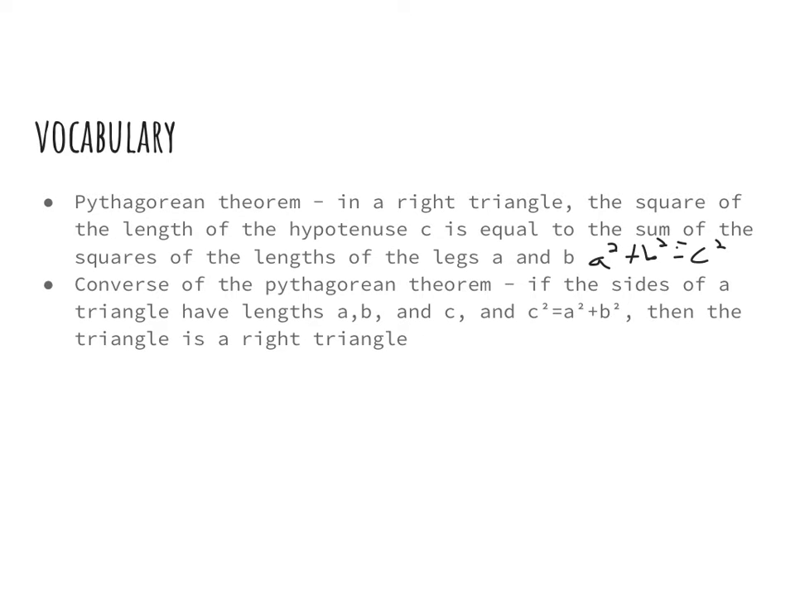In the Pythagorean theorem, we start with a right triangle. If we have a right triangle, then we know that we can use A squared plus B squared equals C squared. In the converse of the Pythagorean theorem, we know that A squared plus B squared equals C squared, so that we know we have a right triangle.